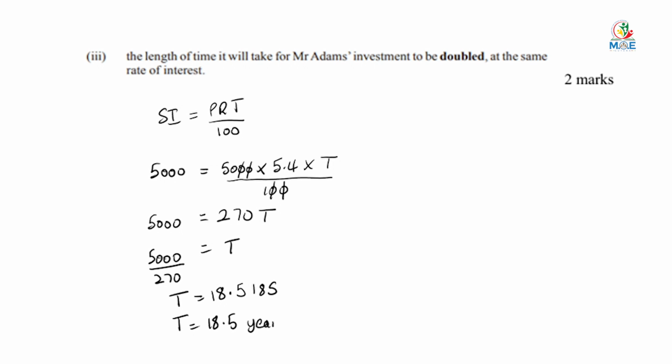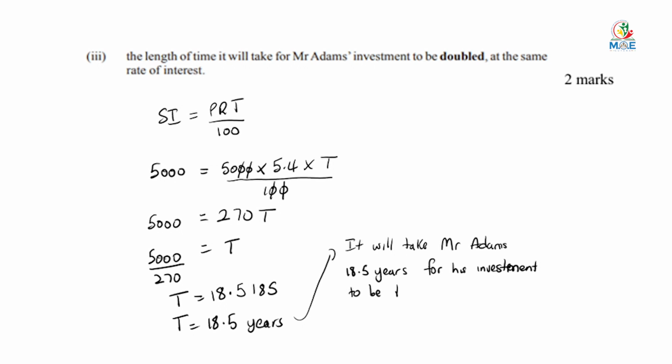So we can say time is equal to 18.5 years. Therefore, it will take Mr. Adams 18.5 years for his investment to be doubled. Remember, he invested 5,000, and for this 5,000 to be doubled, he must get back the 5,000 plus another 5,000, which will be 10,000 in total. So his investment will be doubled. It will take 18.5 years.